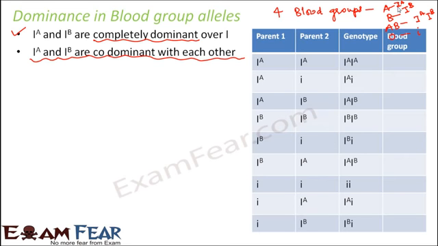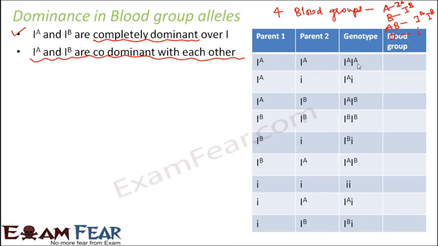Now let us make use of the same table and let us try to see what would be the blood group for each of these genotypes. So the blood group is nothing but the phenotype. That is what we actually see. The trait which gets displayed to us is the phenotype. So here blood group is going to be our phenotype.